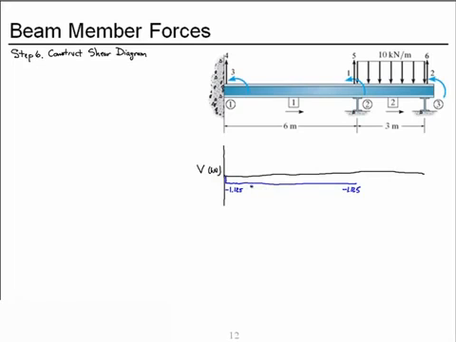And it makes sense that the shear diagram is constant because there is no distributed load and no concentrated forces applied in between nodes 1 and 2.